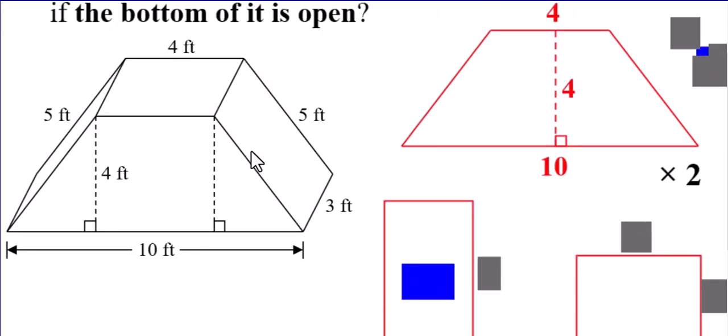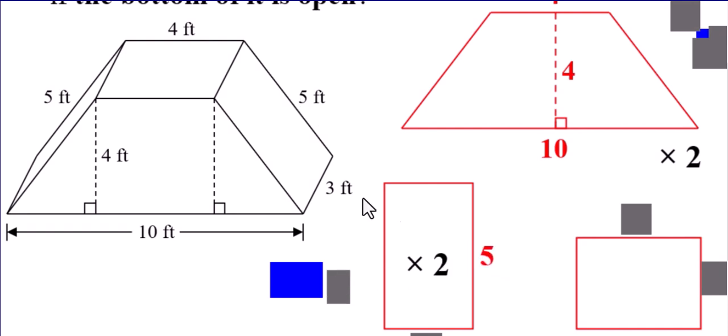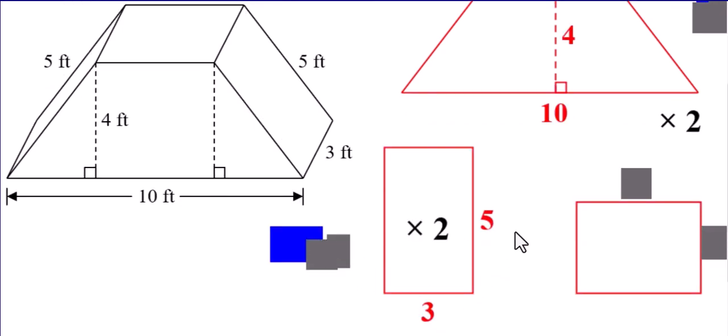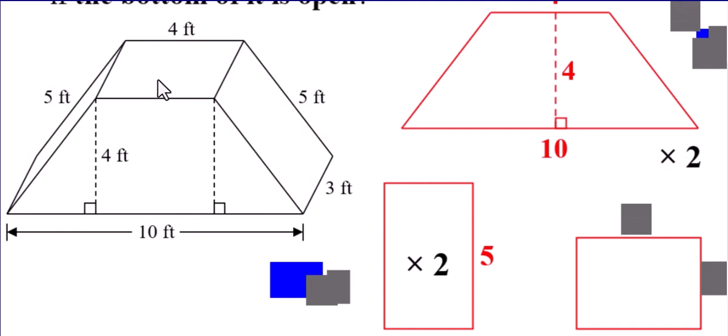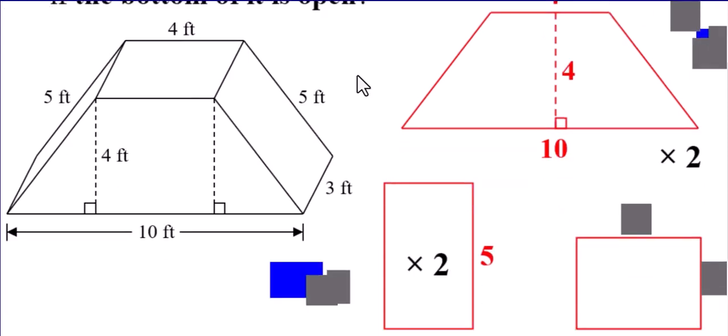All right, we have a rectangle going here and here. There's 2 of those rectangles. They are 5 feet long and 3 feet wide. And then we have the rectangle on the top, which does not duplicate anywhere else because the bottom is left completely open. That's a key feature to problem number 2 for this fabric cover, is that the bottom is left open. So we have a rectangle on the top, and it's only one of them.